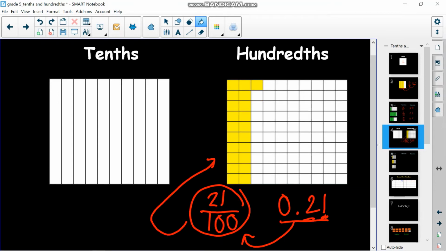Notice that in the 21 hundredths, there is a 2 in the tenths place, which corresponds with 1, 2 complete columns, this column. So this is 2 tenths. And this 1, which is in the hundredths place, represents the 1 out of 100 that was shaded in.